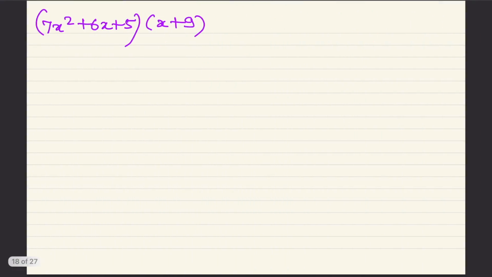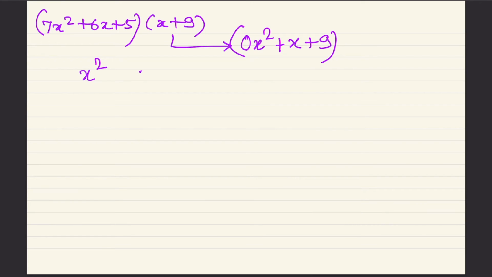Next, we'll try to multiply a binomial with a trinomial. Now before that, we have to convert this binomial to trinomial. Since the x square term is missing, we can write it as 0x square plus x plus 9. Now the same method you have to follow. X square, x, x power 0, right? Coefficient 7, 6, 5, 0, 1 and 9.